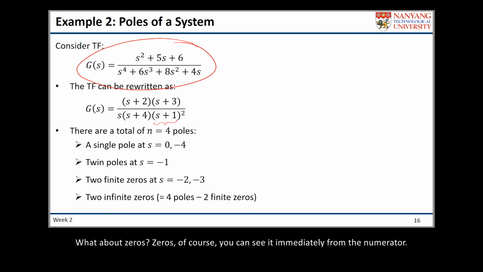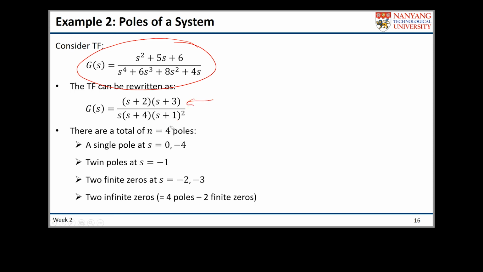What about zeros? Zeros, of course, you can see immediately from the numerator. So the zeros are -2 and -3, right? Again, the order of the denominator is more than the order of the numerator. We have order 4 in the denominator and order 2 in the numerator. So in addition to all of the zeros and poles that we discussed, you will have 4 minus 2, so 2 infinite zeros.